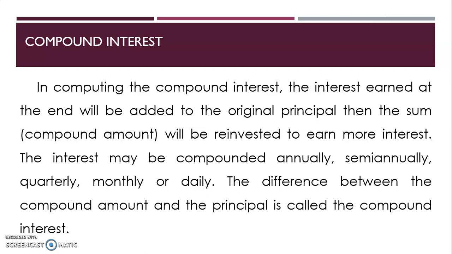The difference between the compound amount and the principal is called the compound interest. Meaning to say, to find the compound interest, you just subtract the compound amount and the principal.